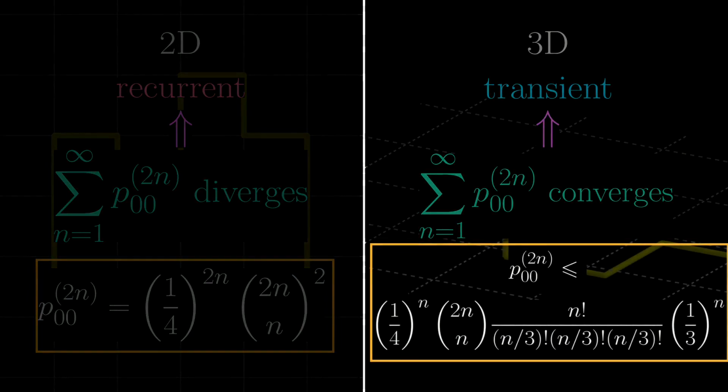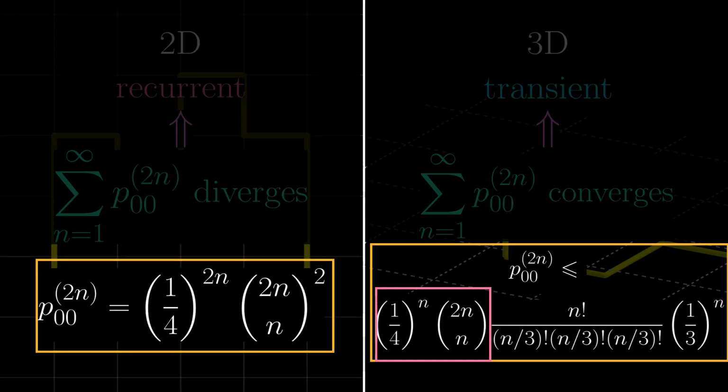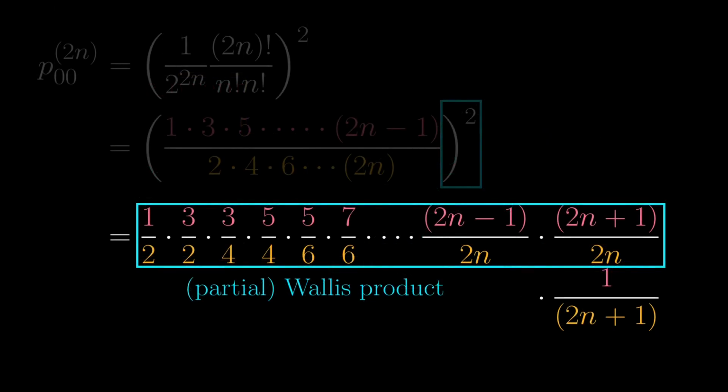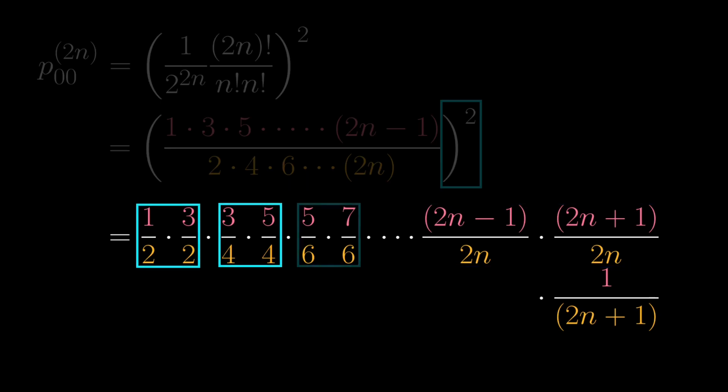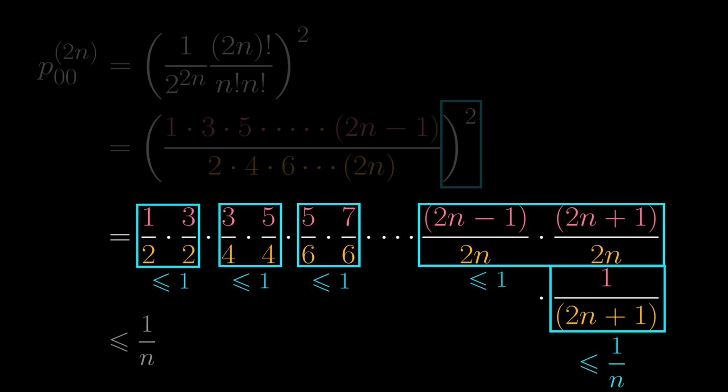This part of the overestimate looks very familiar because it is a square root of the previous 2D case. In the previous 2D case, we obtained this truncated Wallace product. Previously we underestimated, this time we need to overestimate it. Each pair of fractions gives a product less than 1, so we can overestimate each of them to be 1. And the final 1 over 2n plus 1 can be crudely overestimated to be 1 over n. So overall, in the 2D case, we could have also overestimated it to be 1 over n.